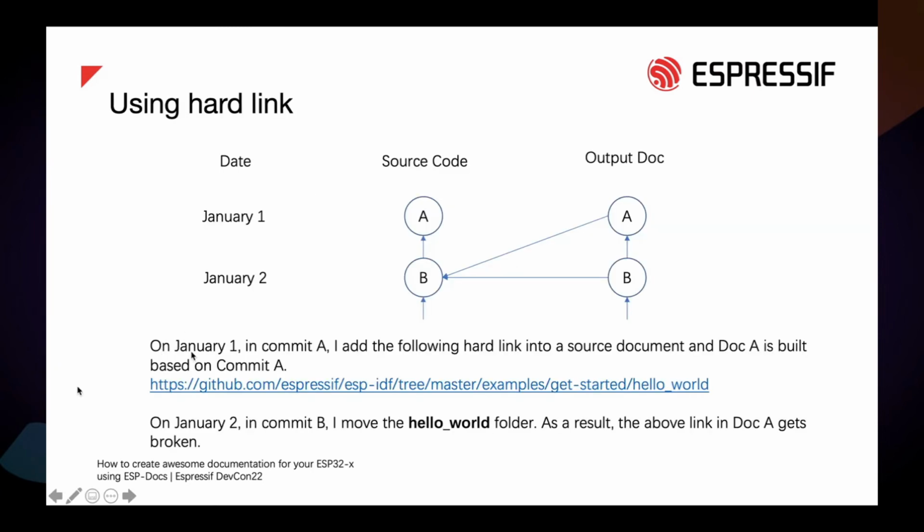Let's say on January 1st, in commit A, I added the following hard link into a source document, and then doc A is built upon commit A. And then on January 2nd, in commit B, I moved the hello world folder, which means the above hard link gets broken. So as a result, the above link in doc A gets broken. This is the case when we are using the hard link.